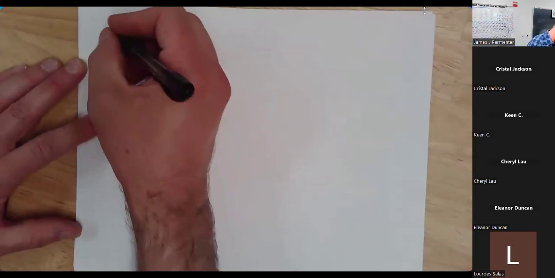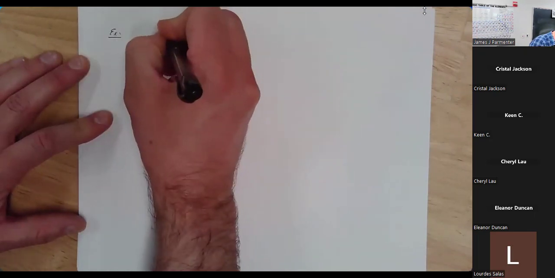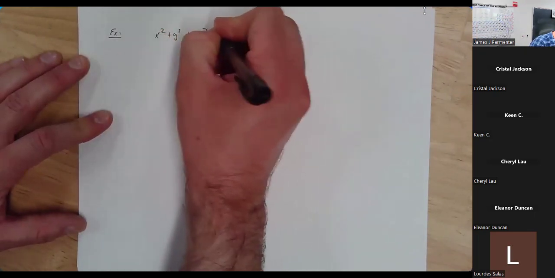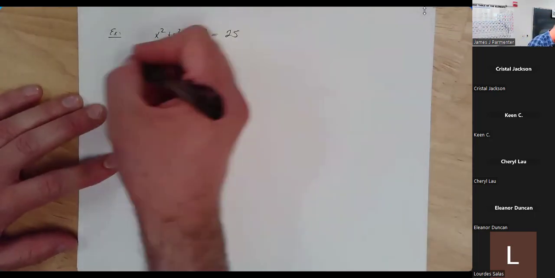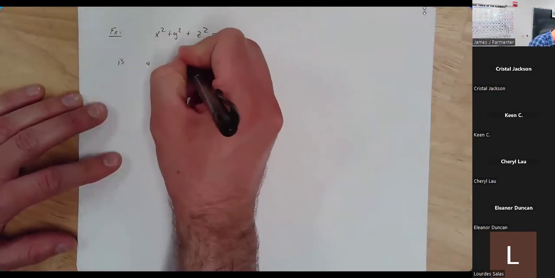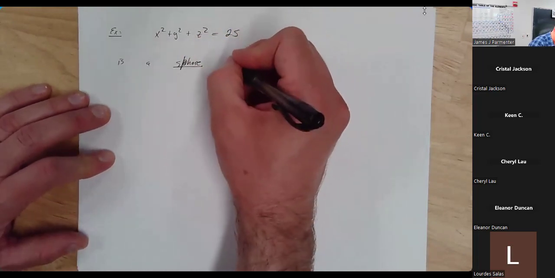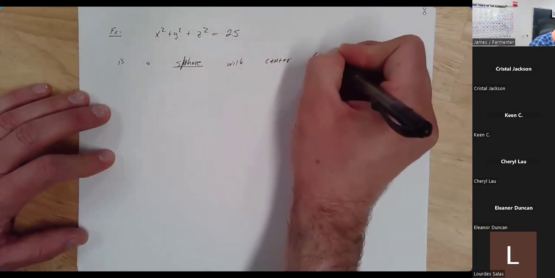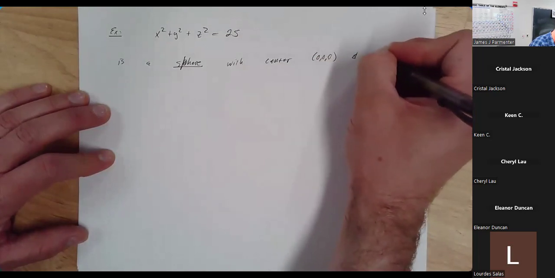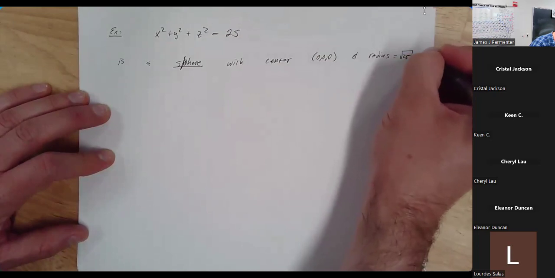I would love to talk about this equation: x squared plus y squared plus z squared equal to 25. What kind of graph does this equation have? It's a sphere. Oh, there's something else I meant to mention. We'll talk about that soon. It's a sphere with a center at 0, 0, 0 and radius equal to the square root of 25, which is 5.